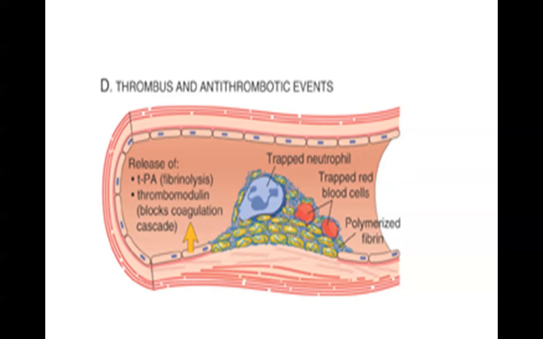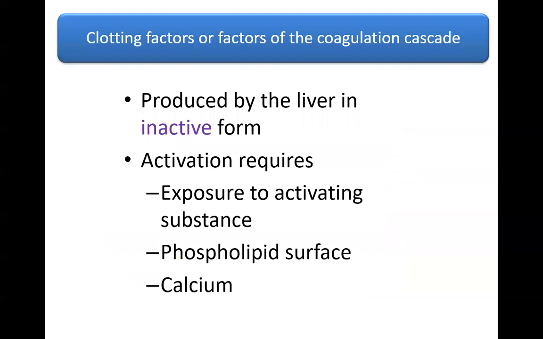Any questions? Thank God. All of the clotting factors are produced in the liver, and they are all formed in the inactive form, and their activation requires exposure to the activating substance. In this case, it can be the tissue factor for the extrinsic pathway, phospholipid surface, and calcium.